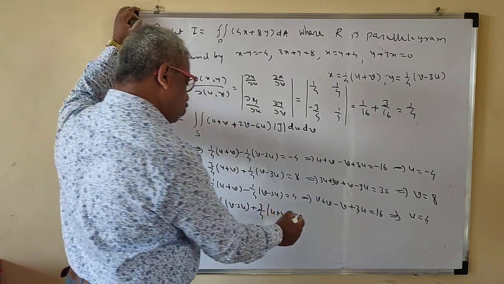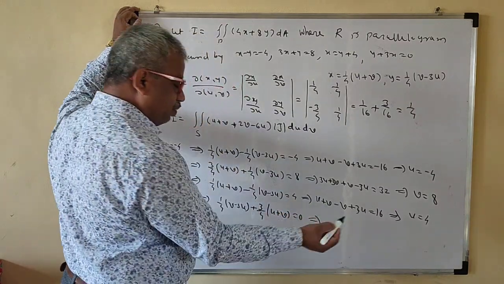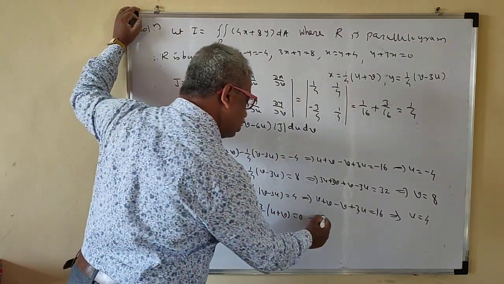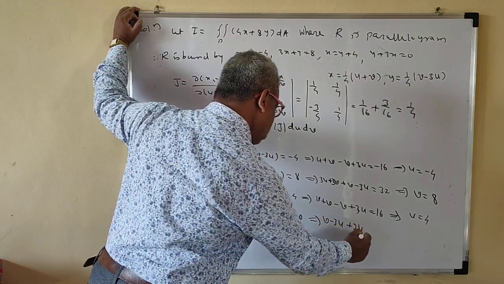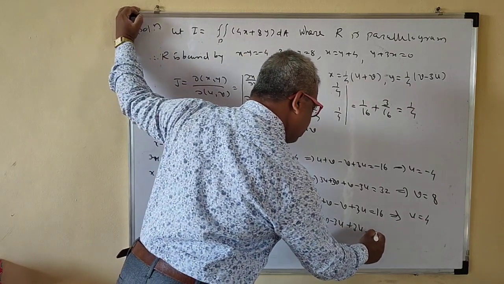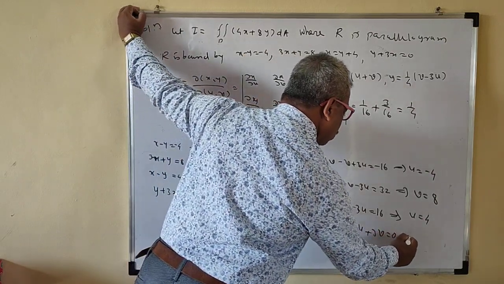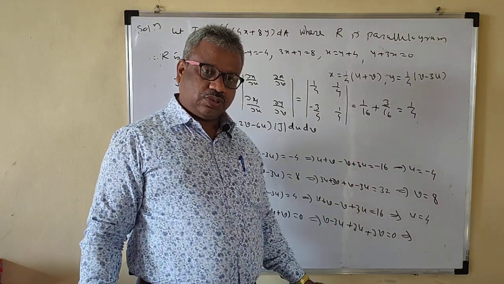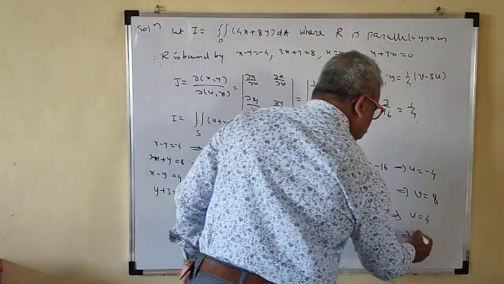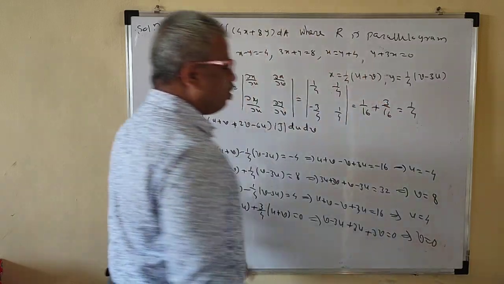We will multiply by 4 now. So on that side we get a 0. Multiply by 4, this is what? v minus 3u plus 3u plus 3v is equal to 0. So this implies that your u gets cancelled. So 4v is equal to 0. So v is equal to 0 now. So we get a constant limit.